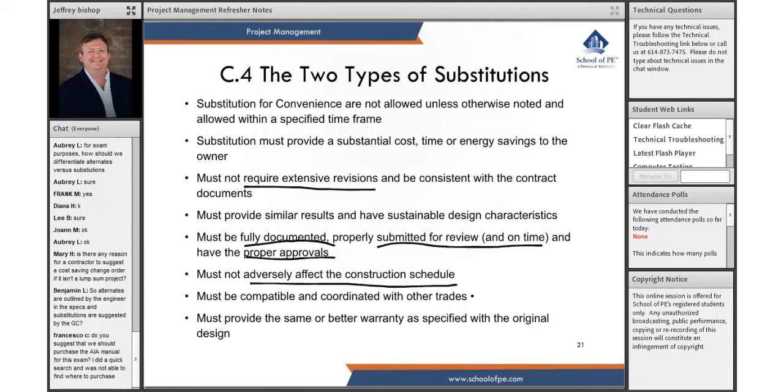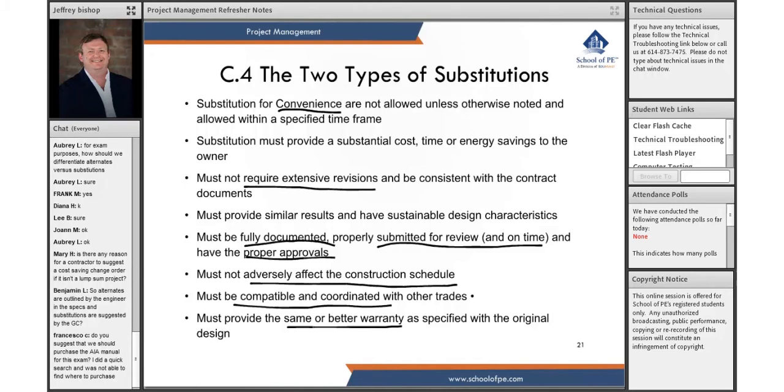It cannot adversely affect the construction schedule. It's supposed to be a substitution for convenience. That means everybody on the project team, not just the contractor. It's got to be compatible and coordinated with the trades. It must provide the better or same warranty. There's that warranty thing popping up again. That's important.